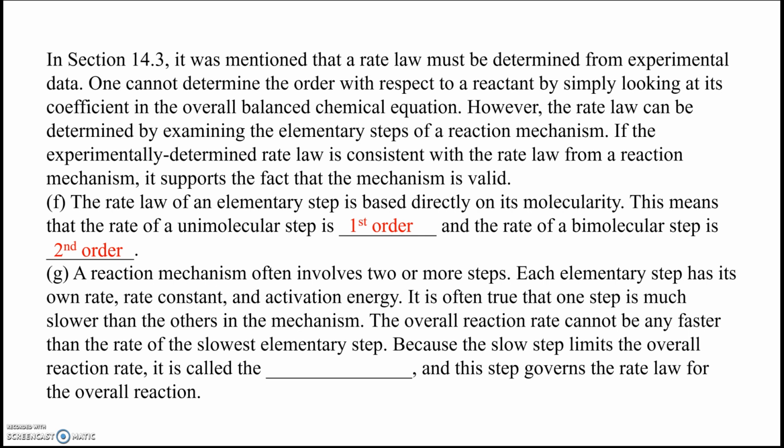Now, a reaction mechanism often involves several steps. Each elementary step has its own rate constant, its own activation energy, and it's often true that one step is much slower than the others. The overall reaction rate really can't be any faster than the slowest step. It's like when your family tries to get out of the house to go somewhere. The overall speed of your family is dependent on the slowest person in your family. Because the slow step limits the overall reaction rate, this step is called the rate limiting step. This step governs the rate law for the overall reaction.